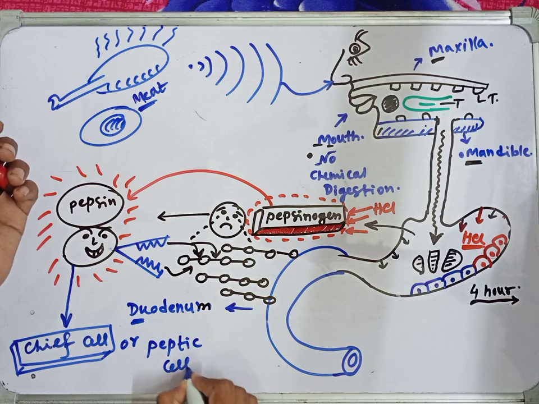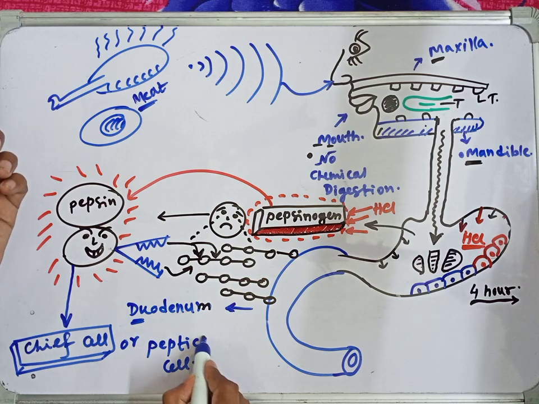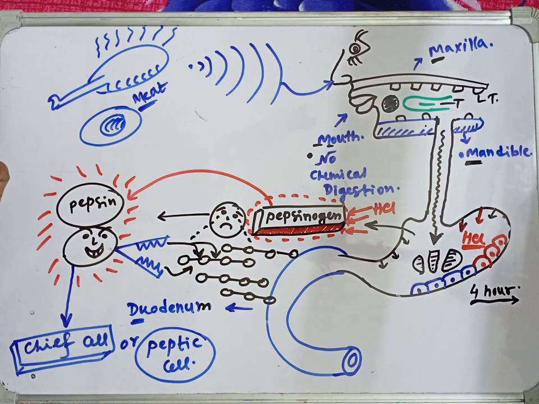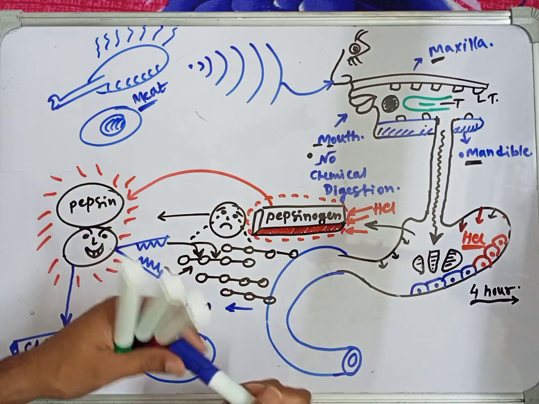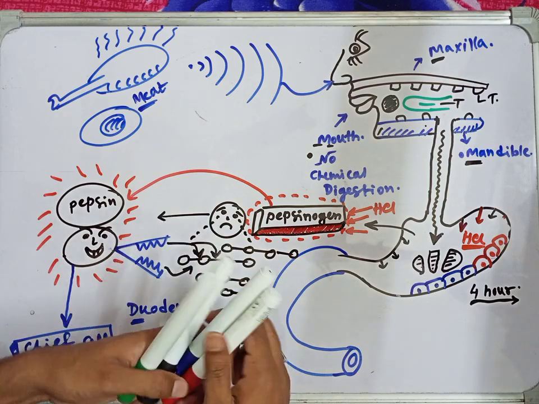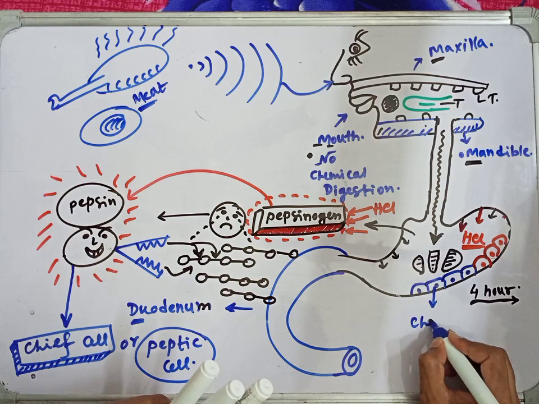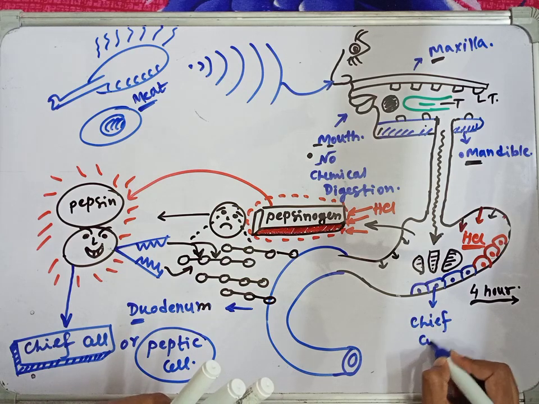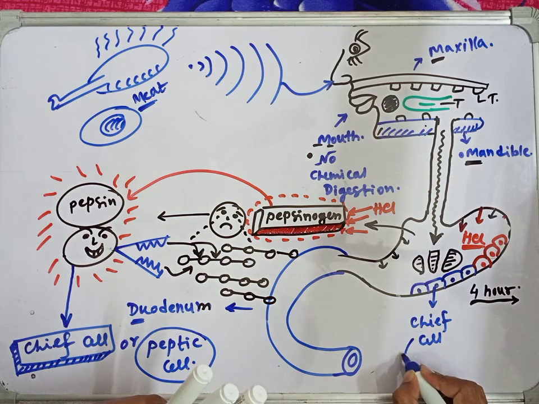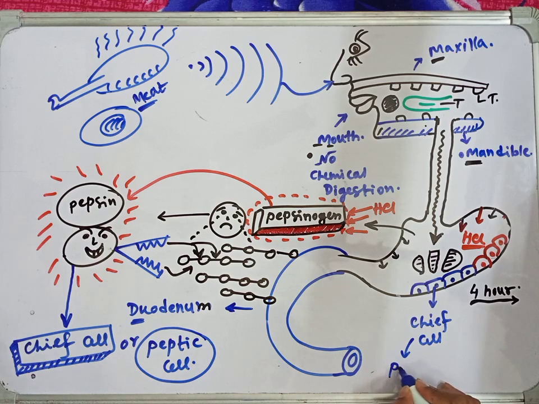Peptic cell, right? From an MCQ point of view it is very important, and as well as short questions, and there is also a chance of a long question as well, right? And this cell, this beloved cell, is actually considered as the chief cell, and this chief cell is responsible for releasing pepsin, right? Pepsin.